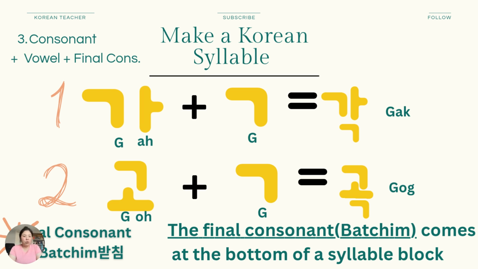All right, number 2. 고 shape. You remember this syllable? Yes, 고. G with the vowel O. 고. Plus, we're going to add another final consonant. Yes, final consonant G. What happened? 고 plus G: 국. 고 becomes 국. You got that? That's how you make the Korean syllable block with the final consonant over here.